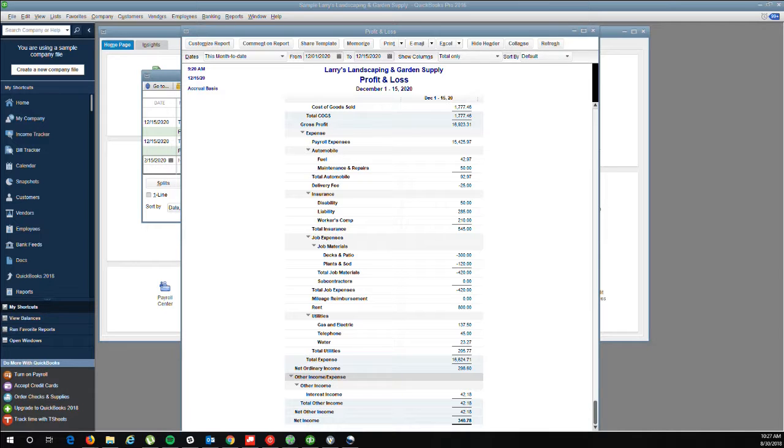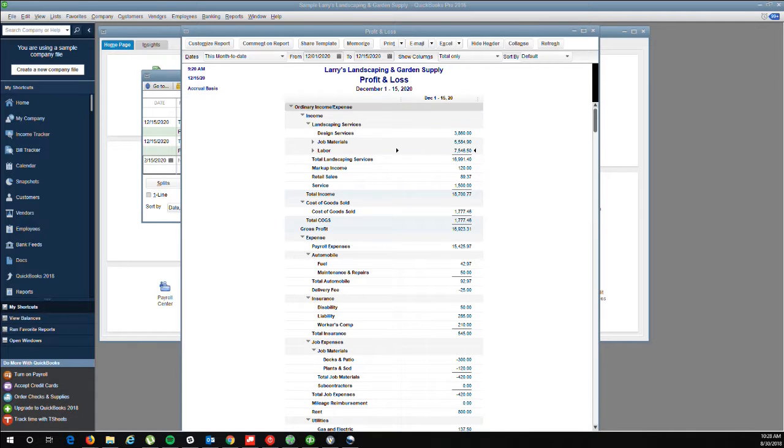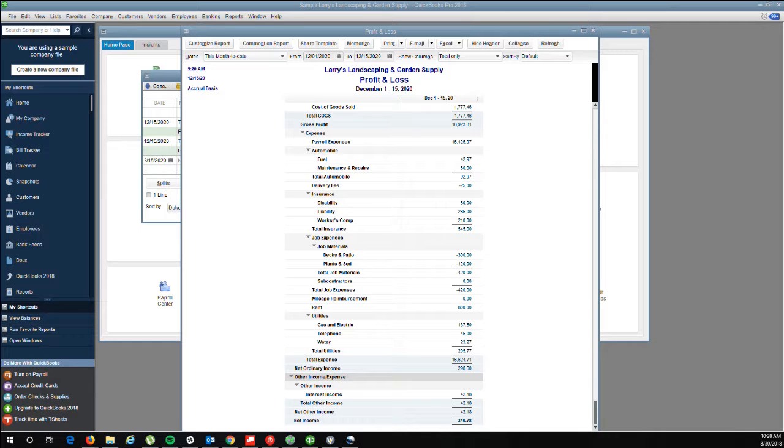Under other income, we have interest income, and that generally is because they have sent out an invoice, someone has not paid it, and so they're charging interest because the bill is overdue. And then we have your net income, which out of the $18,000 that they brought in, they actually only have an income of $340. That's actually very common.